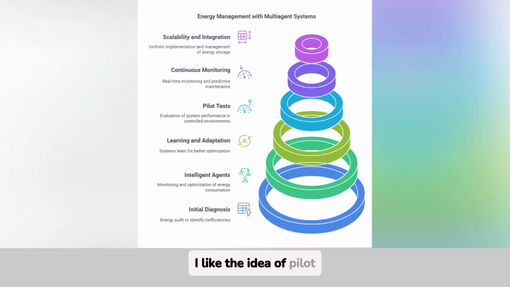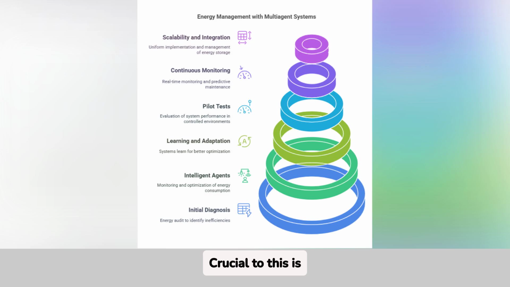I like the idea of pilot testing. But once we implement the system, how do we ensure that it continues to work well? Crucial to this is continuous monitoring. This approach makes it possible to observe system performance in real time, detect any deviations or problems, and make adjustments immediately. It also facilitates predictive maintenance, which helps avoid unexpected failures. Additionally, with technologies such as IoT and big data, large volumes of data can be analyzed to continuously optimize performance.